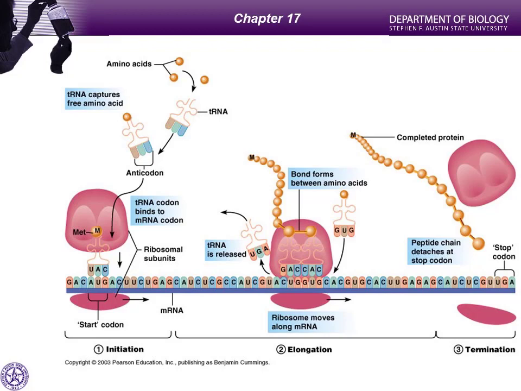Until finally, we get to a codon that doesn't have an amino acid bearing tRNA with it. And when you reach this codon that is a stop codon, which we call the termination, then the ribosome, it's like it explodes. The ribosome falls apart, the protein floats away, and the mRNA is there so that you can do the process all over again.